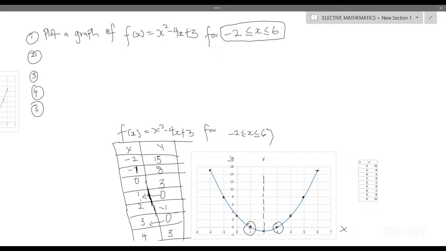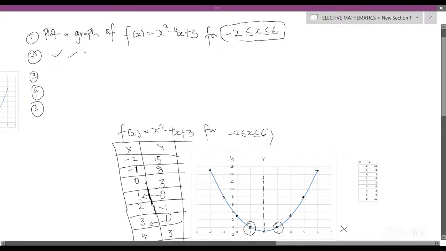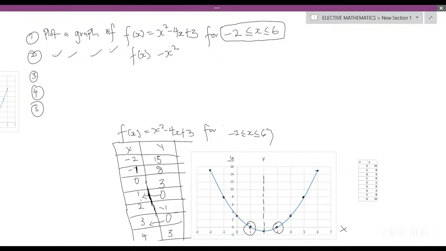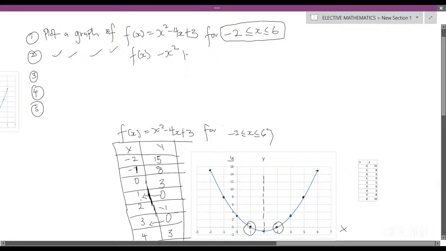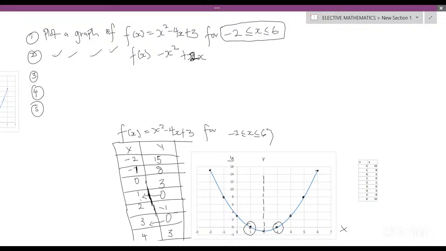So let's go to the second one. Second one, we have: draw the graph y equals negative x squared plus 2x plus 8. So this is the same. Plot a graph of f of x equals negative x squared plus 2x plus 8.